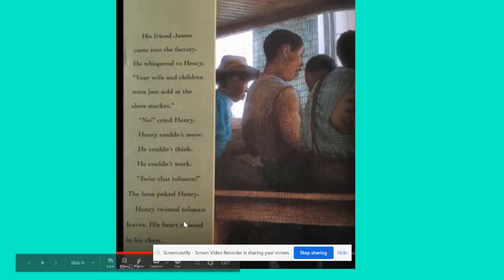Now today I'm going to read this page, which you already have read, and we already figured out his character traits, so I'm just going to review it for you to help you with your assignment today.